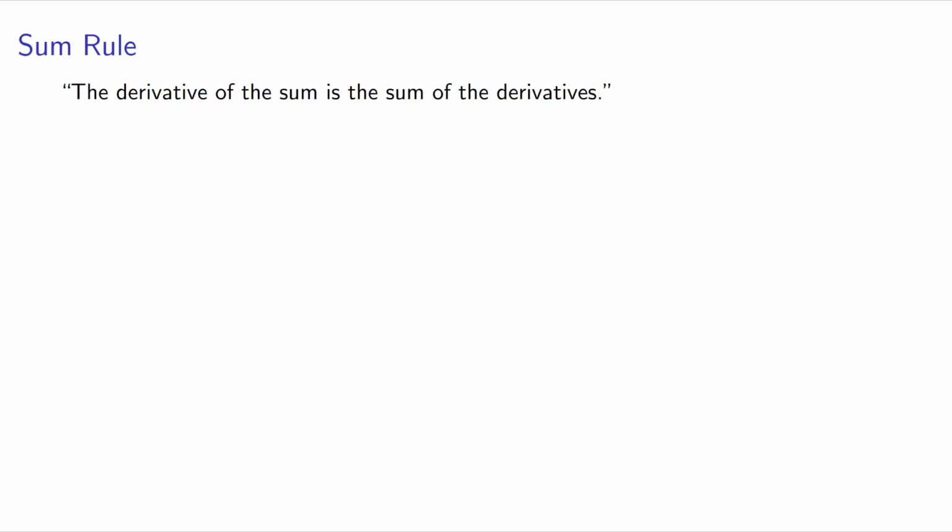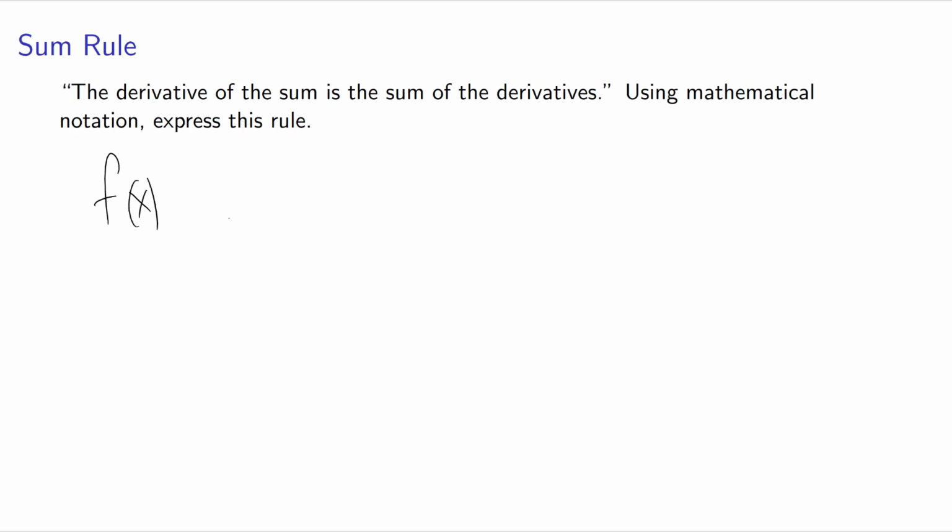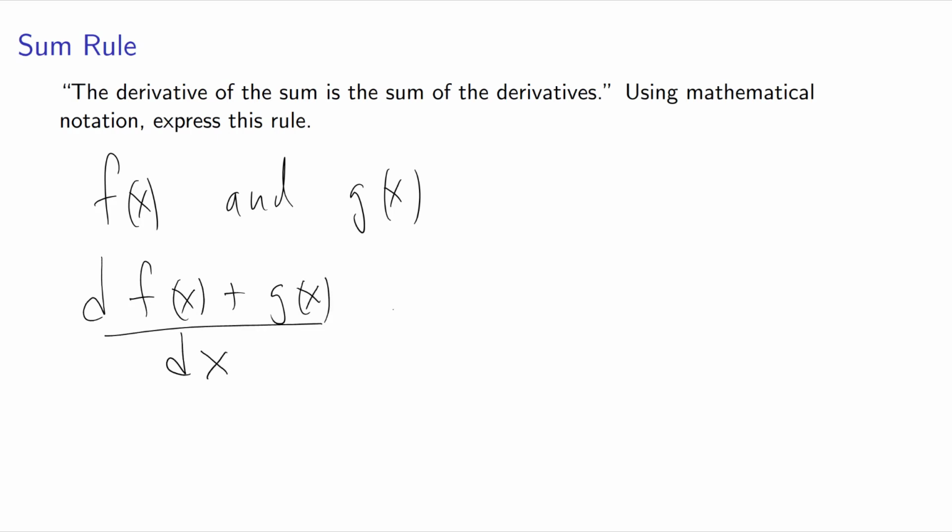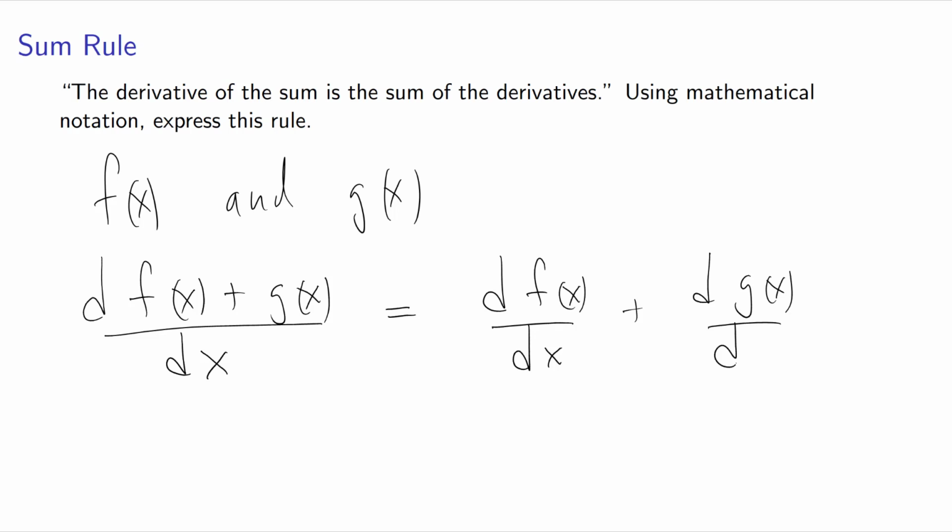So now the sum rule states that the derivative of the sum is the sum of the derivatives. Please, using mathematical notation, express this rule. Pause the video now. So if I have two functions, f of x and g of x, I can take the sum and ask what the derivative of that resulting function is. The derivative is the derivative of f with respect to x plus the derivative of g with respect to x.